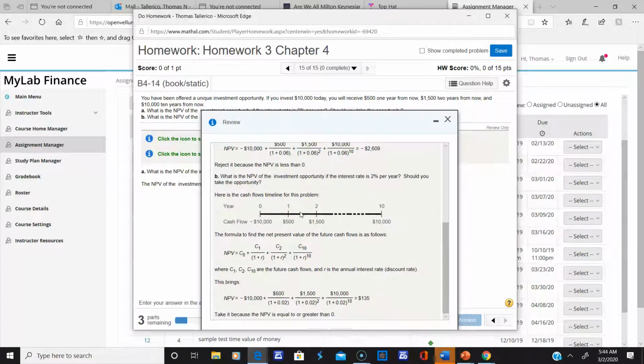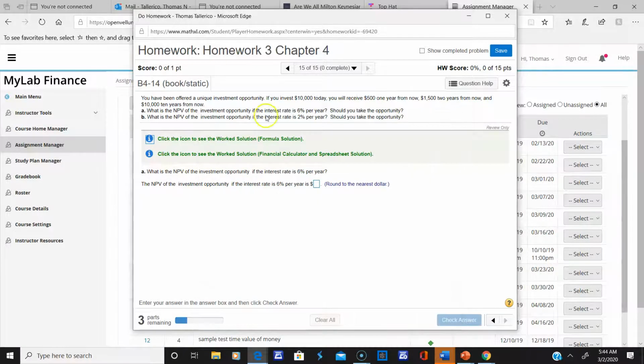Now for B at 2%, same equation, of course. All we did was change R to 2%. This one comes out positive. Take it, because the net present value is equal to or greater than 0. You take this one. So basically that's it.